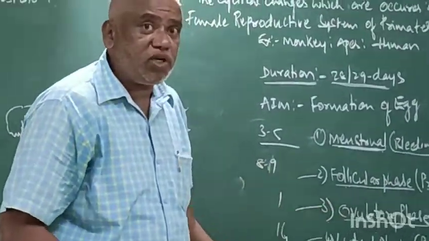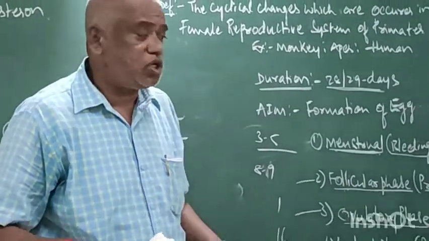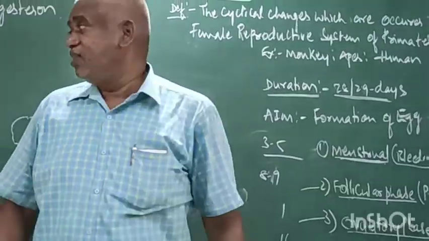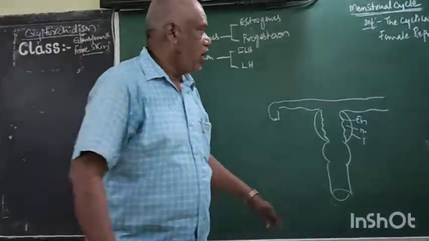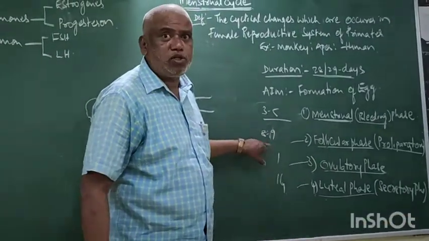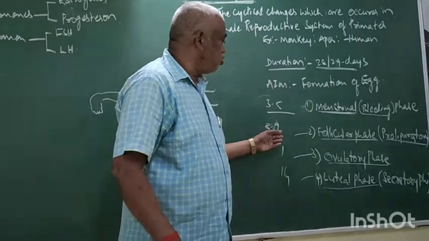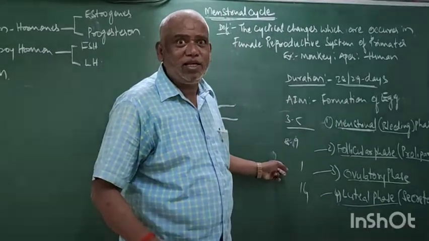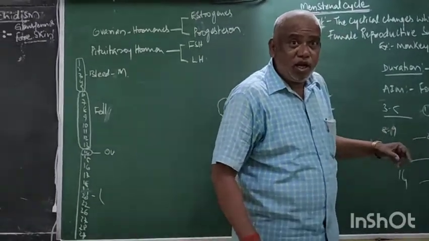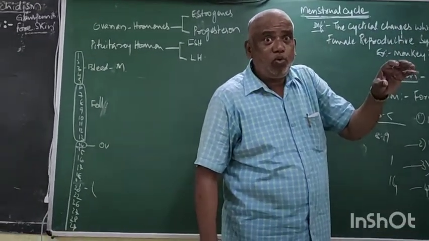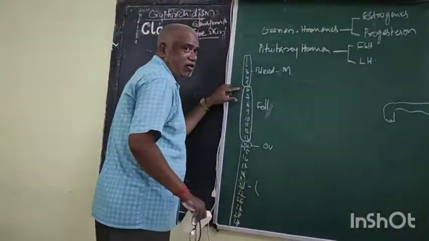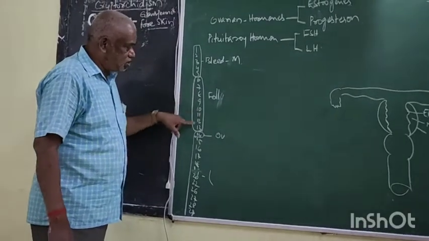How long does this ovulatory phase take place? How much duration? 1 day. This 1 day, which day of the total cycle? That is the 14th day. Right. Okay. Now the follicular phase. How much duration? That may be 8 to 9 days. 8 to 9 days is required for the follicular phase. Okay. This 8 to 9 days belongs to which days of the cycle? In the cycle, 6th day, 7th day. This is the follicular phase.